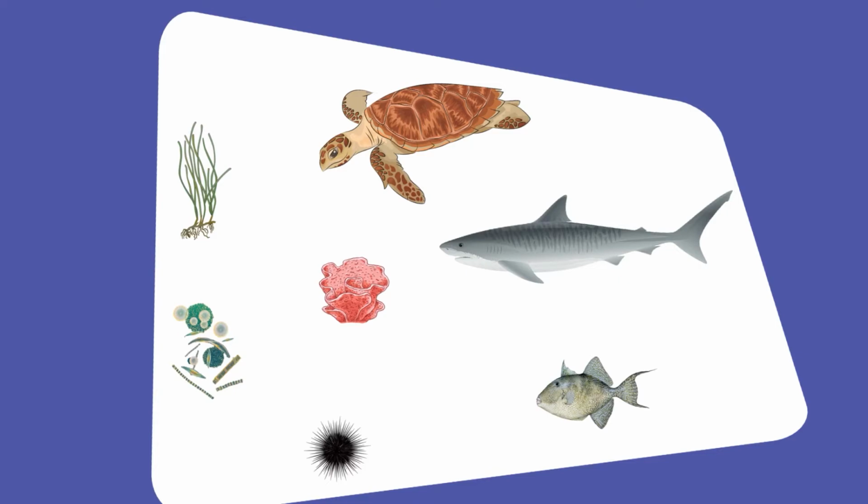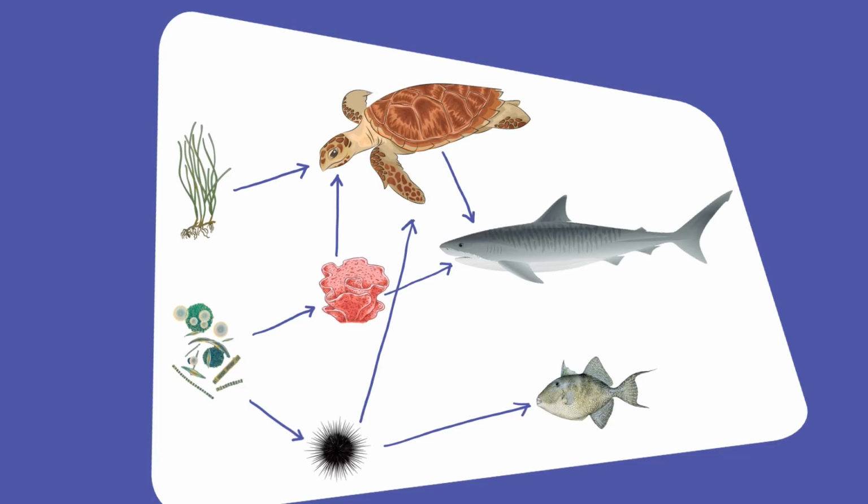And we see that the hawksbill turtle consumes the seagrass, the sponge consumes the phytoplankton, and the sea urchin also consumes the plant plankton. The hawksbill turtle then in turn also consumes the sponge and the sea urchin. The tiger shark will eat the sponge and also the hawksbill turtle, and the triggerfish will eat the sea urchin, but it will be eaten by the tiger shark.